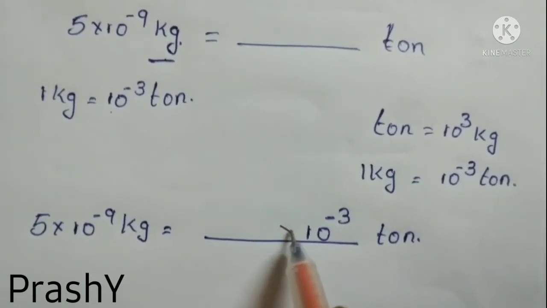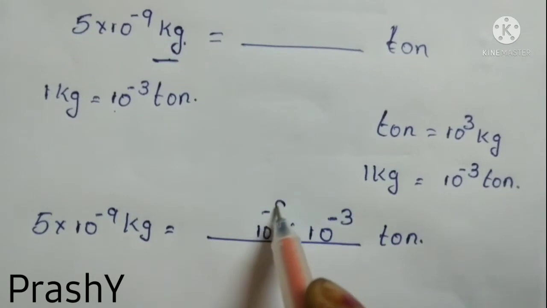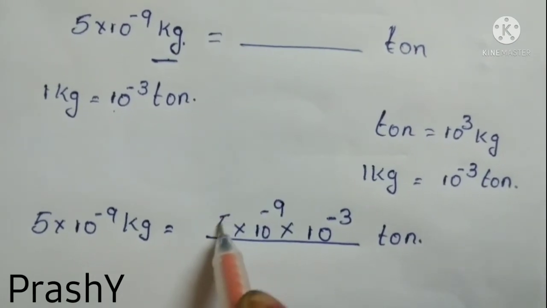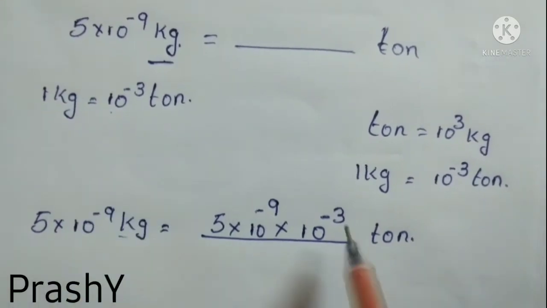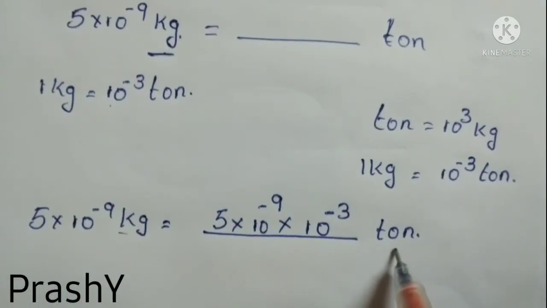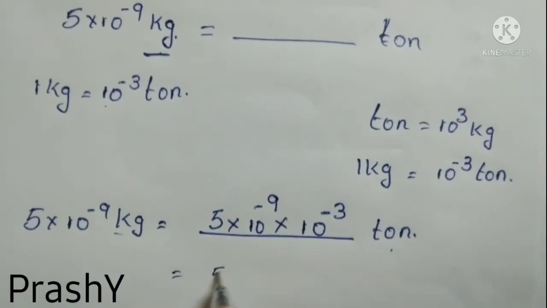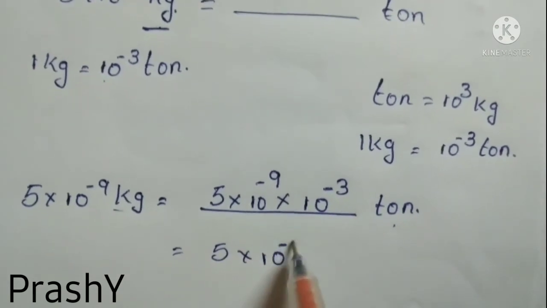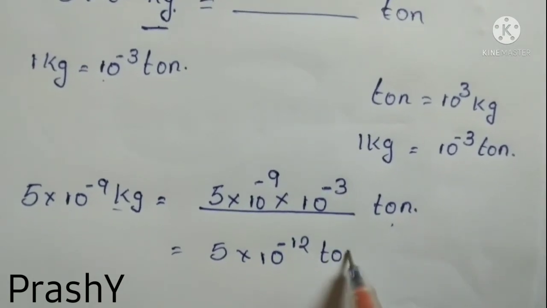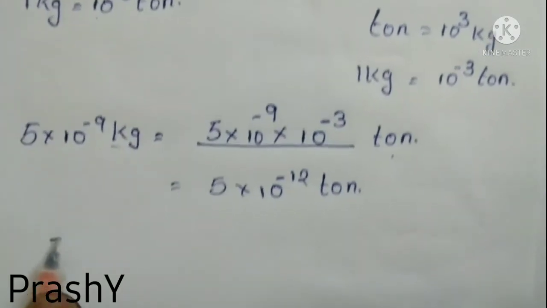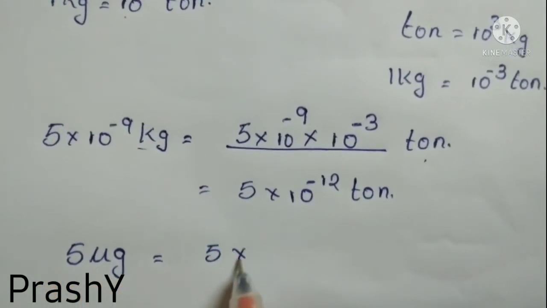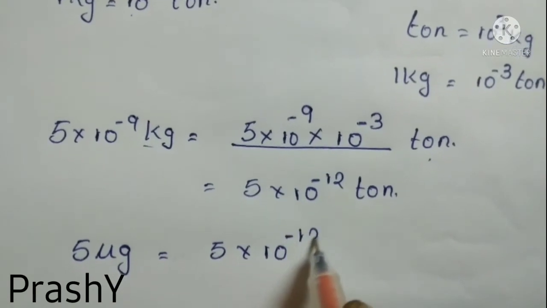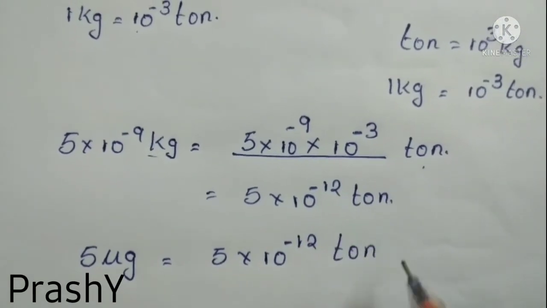10 power minus 3 into 10 to the power of minus 9 into 5. So, kilo value, kg value is 10 power minus 3 ton. So, minus 3 I am writing, ton is already present here. So, I am writing 5 into 10 to the power of minus 12 ton. So, finally, what is the value of 5 mu g? 5 mu g is equal to 5 into 10 to the power of minus 12 ton. So, this is our solution.